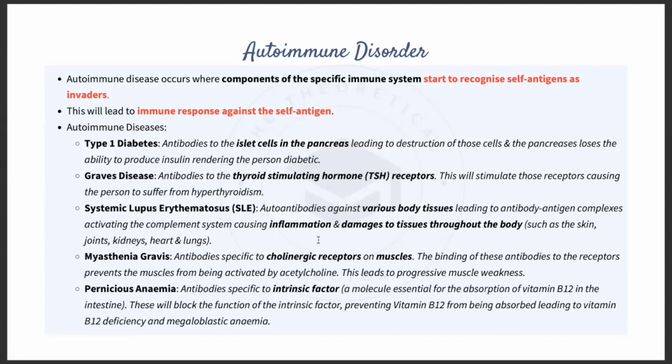And then you have pernicious anemia. So antibodies specific to intrinsic factor. Intrinsic factor is a molecule important for the absorption of vitamin B12 in the intestines. What happens is these antibodies will block the function of the intrinsic factor, preventing the vitamin B12 from being absorbed and finally leading to vitamin B12 deficiency and megaloblastic anemia.